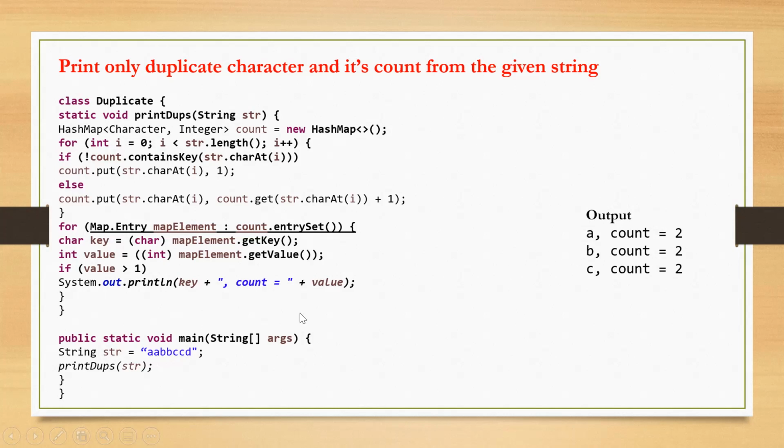In that case put only those whose count is greater than 1. So here A, B, C have a count of 2, so the value is greater than 1. D has a value of 1 only, that's why we have not included D. So it is the same program as earlier.